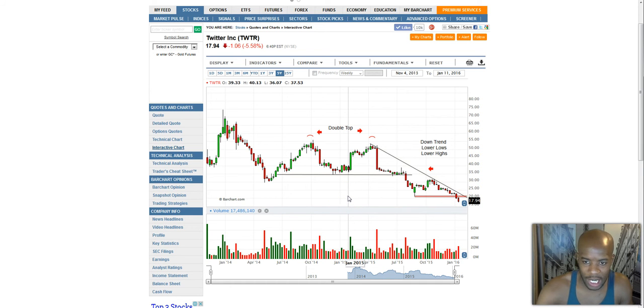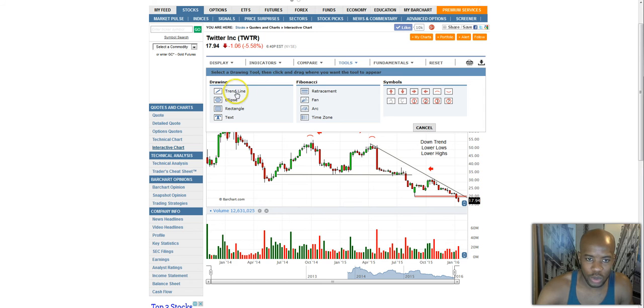So where will the stock go from here? We don't know, but all we can do is do what we call a measured move. Okay, so just follow with me on this. How you do a measured move on a double top, or really any kind of pattern that has a neckline, you will measure from the highest high to the neckline, then from the lowest low down. So let me show you.